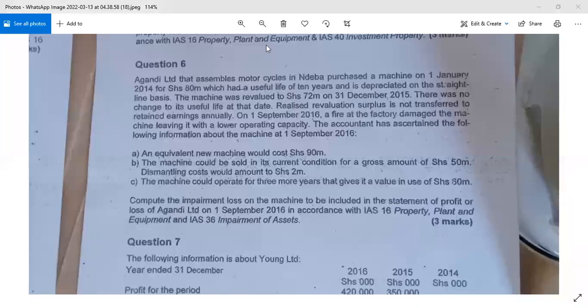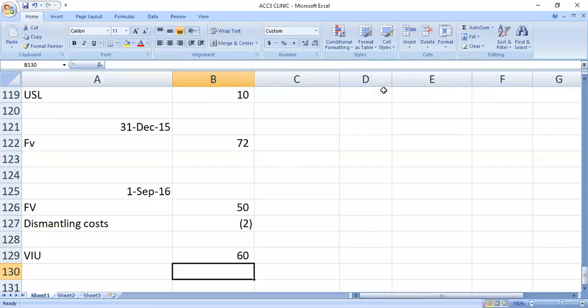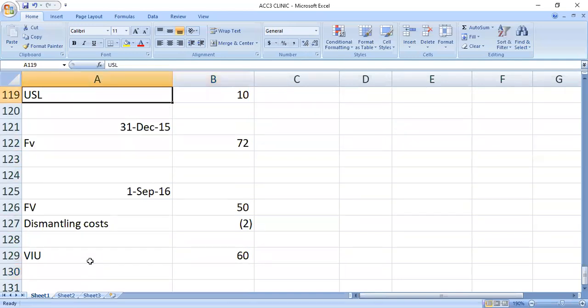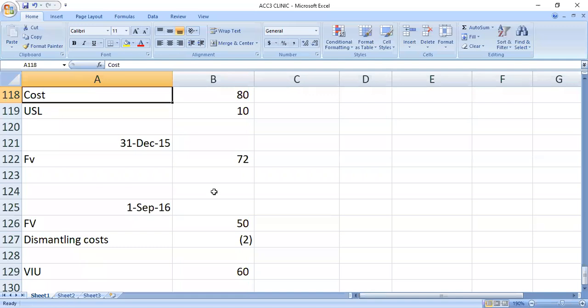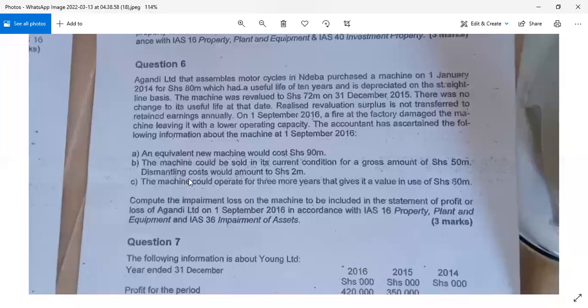Okay, so I can share now the worksheet. I've transferred the information and we have transferred it together as we are seeing. What's the 90? The 90 is in regard to another machine, that if you buy another machine, you would incur the 90 million. And then you will tell me, is this information relevant to our question or not? That an equivalent new machine would cost 90 million.